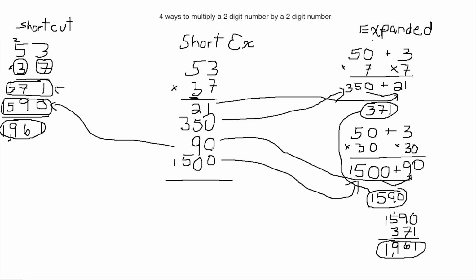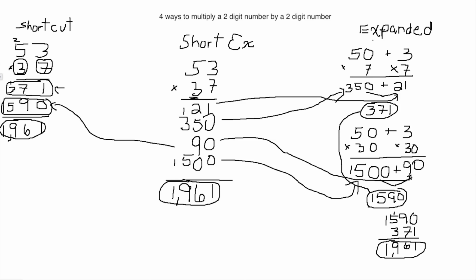1 plus 0 plus 0 plus 0 is 1. 5 plus 2 is 7. 7 plus 9 is 16. Carry the 1. 5 plus 3 is 8, plus 1 is 9. And then 1 plus nothing is 1. And notice you still get the same answer, 1,961.